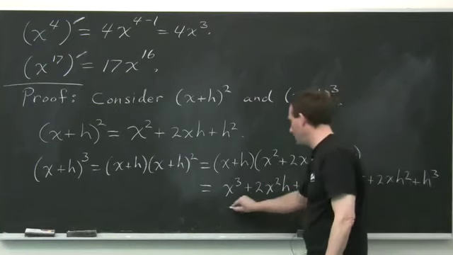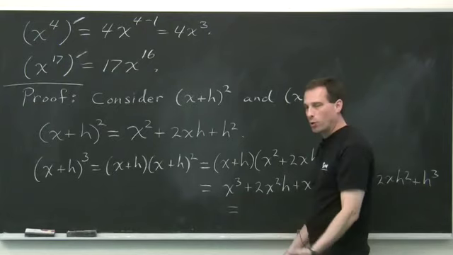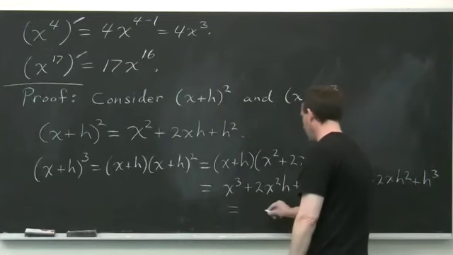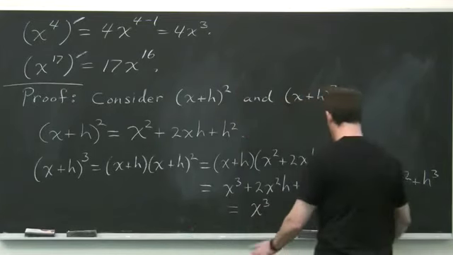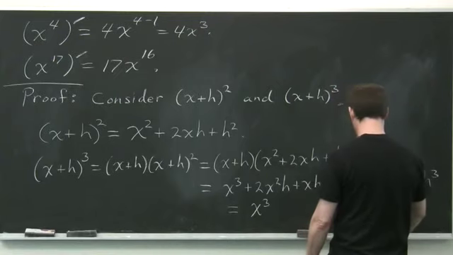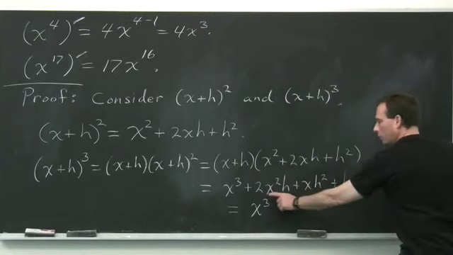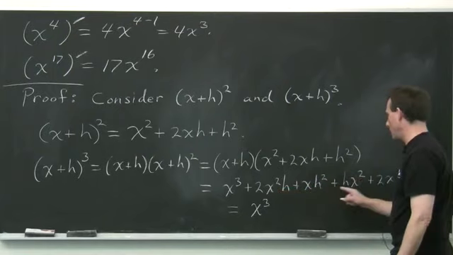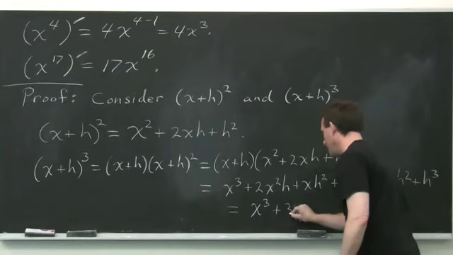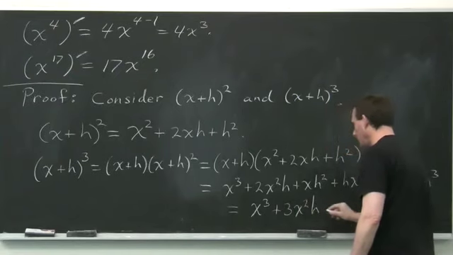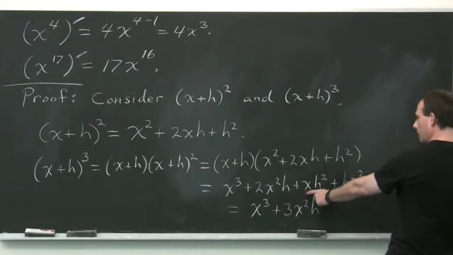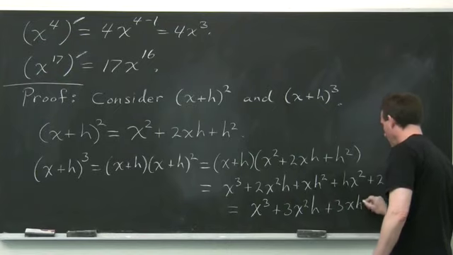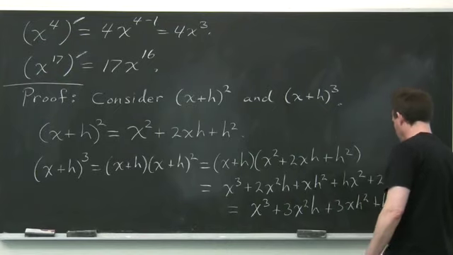You may have seen this expansion before. This is called a binomial expansion because there are two terms here and it's raised to a power. If we collect terms, we get x cubed. The x squared terms, I have a 2x squared h. Here's h x squared, but that's the same as x squared h. So we get a 2x squared h plus an x squared h. That's a plus 3x squared h. Plus there's an xh squared and a 2xh squared. That's plus 3xh squared. And then plus h cubed.